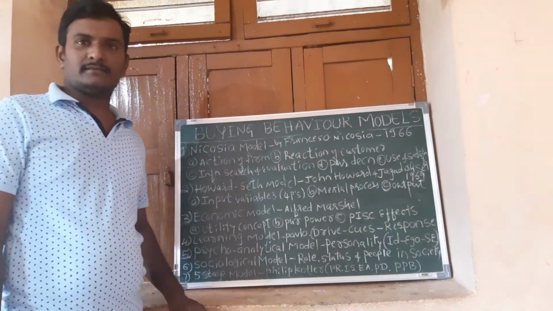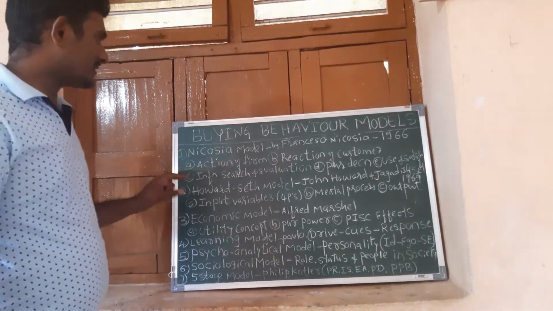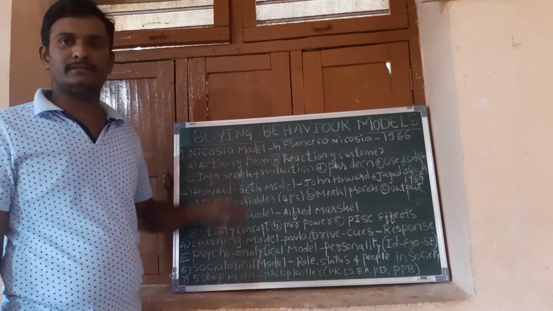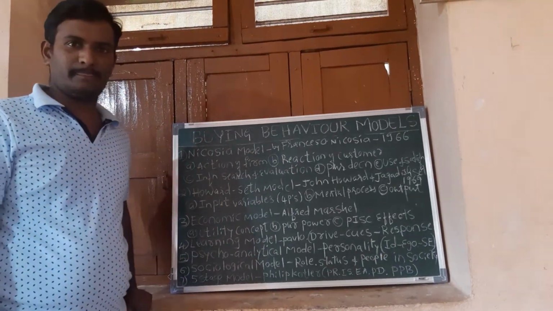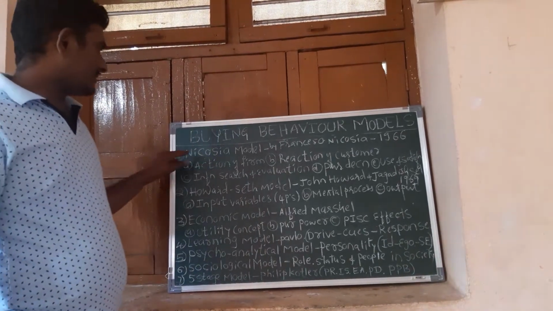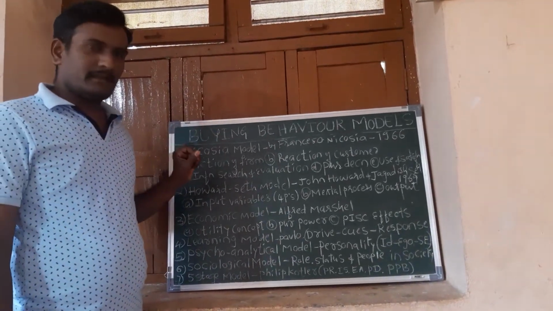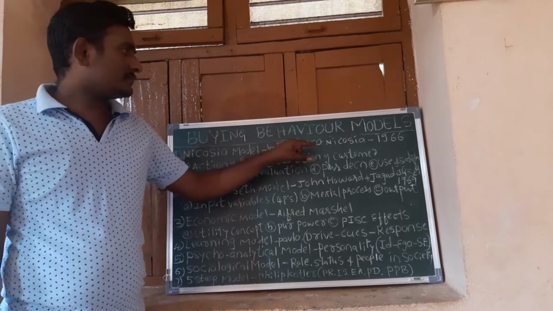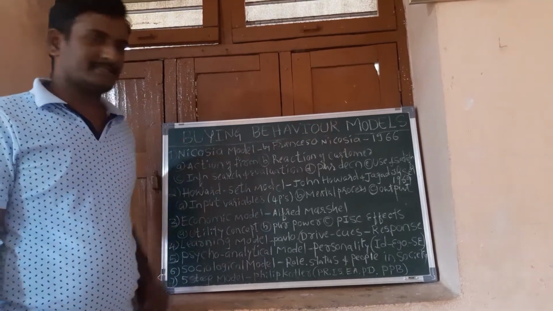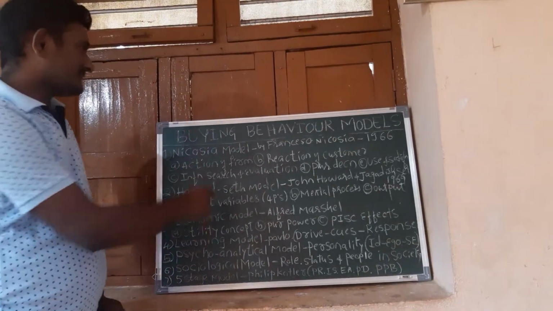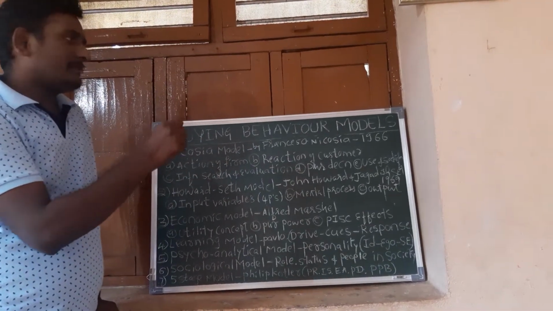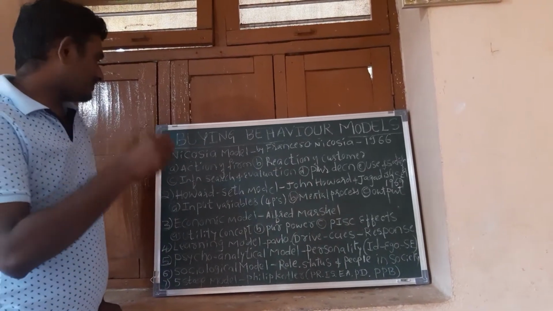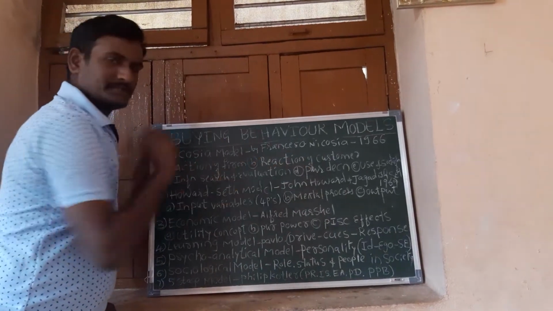So friends, there are so many popular models on buying behavior. Of those, I have selected only the 7 important models here. Of those, the first one is the Nicosia model. It was propounded by Francesco Nicosia in the year 1966. As per this model, buying behavior can be determined through these 5 steps.